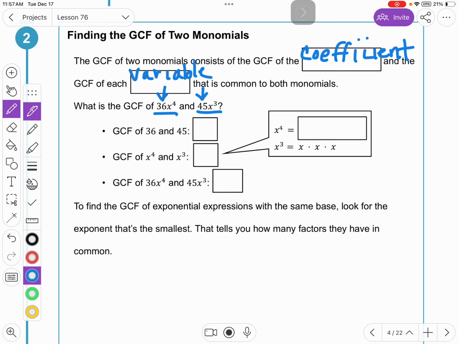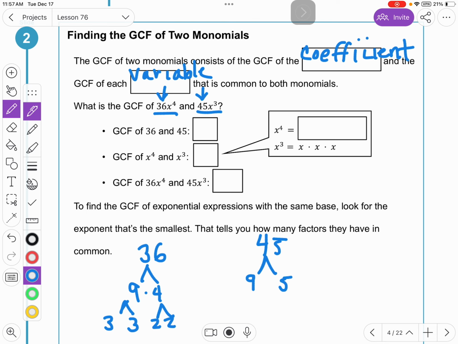Let's start with the coefficients, and let's make our factor tree, right? We've got 9 times 4, that's 36. 9 is made up of 3 times 3, and 4 is made up of 2 times 2, right? And for 45, let's make our factor tree. We've got 9 times 5, that makes 45. And 9 is made up of 3 times 3. So they share this 3 times 3, right? That's 9. So the greatest common factor for 36 and 45 is 9. We did this on the last page.